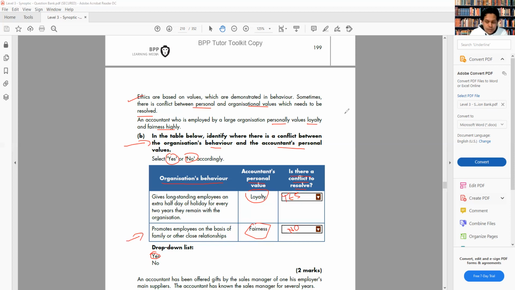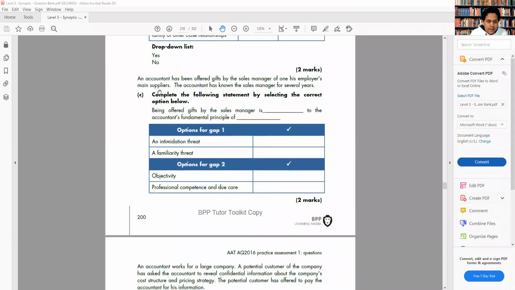All right, so let's move on to the next question. The next one we have here says an accountant has been offered a gift by the sales manager of one of his employer's main suppliers. The accountant has known the sales manager for several years. So if you know a person for several years, remember the familiarity threat is created. If you know the client for a long time, the familiarity threat will be created here.